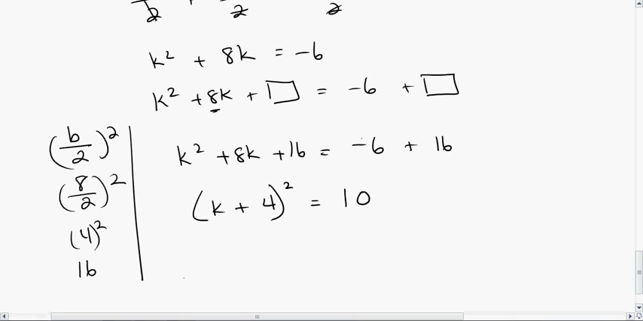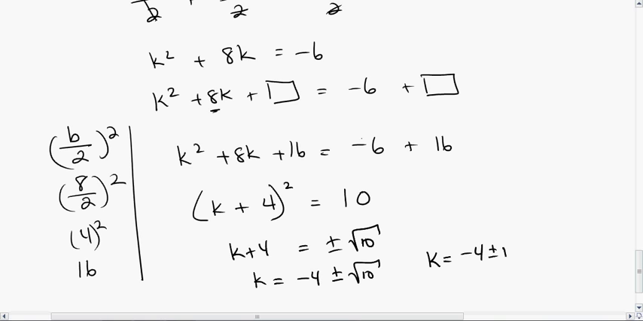Take the square root of both sides. I end up with k plus 4 on the left. I end up with plus or minus the square root of 10 on the right. Last step, subtract 4 on both sides. K equals negative 4 plus or minus the square root of 10. And I can leave it as is, or I can write out the two answers separately. Negative 4 plus the square root of 10, and negative 4 minus the square root of 10.